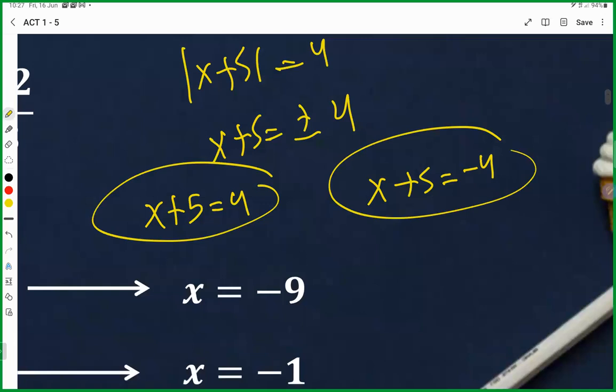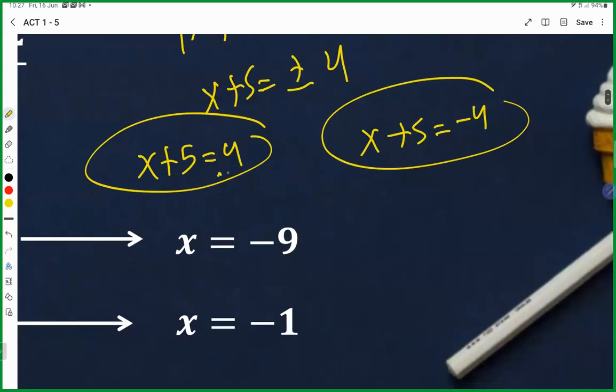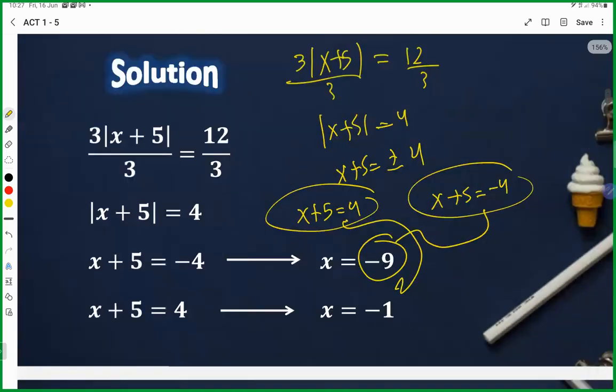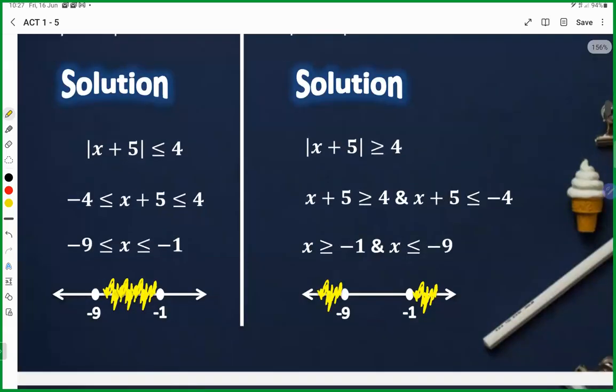Yes, we have two values here. Solving this, we get -1. Solving this, we get -9. So there are two solutions for the absolute value. Okay, fine. Another question.